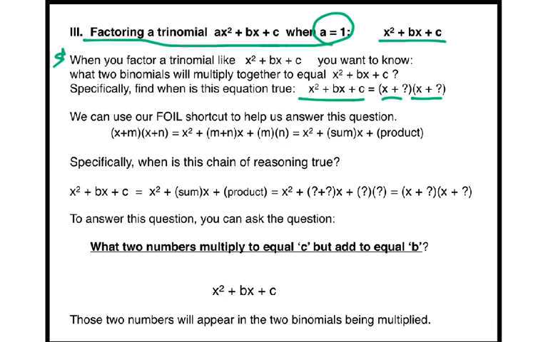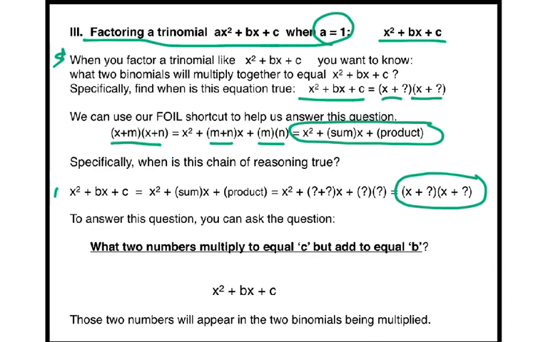We saw earlier that x plus m times x plus n has a final form where x squared plus the sum of m plus n times x plus the product of m times n. And we can think of it simply like this, that x squared plus the sum of the two numbers x plus the product of the two numbers. So specifically, when is this chain of reasoning true? That x squared plus bx plus c is equal to x squared plus the sum of two numbers x plus the product of those same two numbers. And those two numbers will be the numbers in our binomials that are being multiplied.